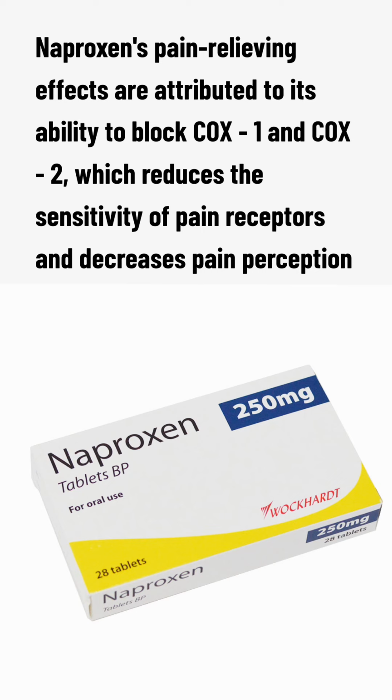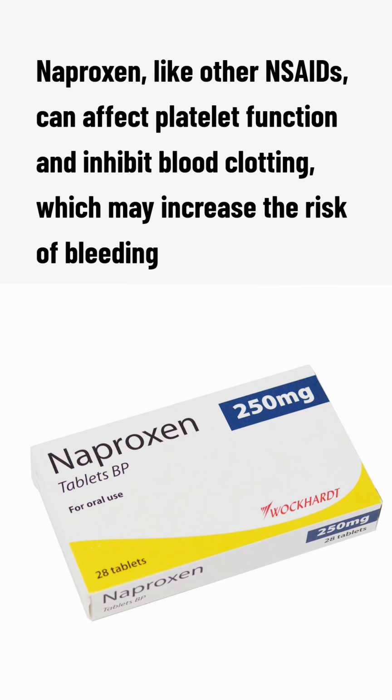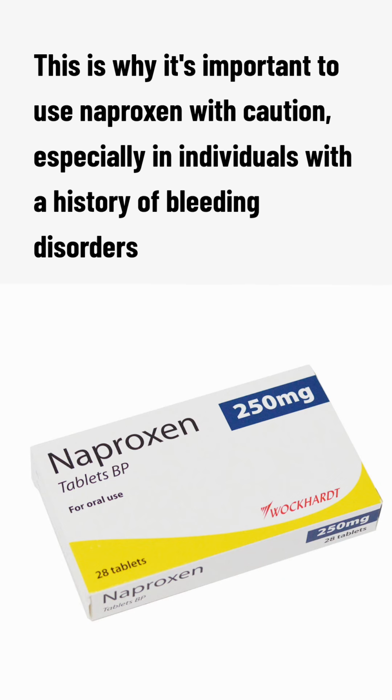Naproxen's pain-relieving effects are attributed to its ability to block COX1 and COX2, which reduces the sensitivity of pain receptors and decreases pain perception. By lowering prostaglandin production in the brain's hypothalamus, naproxen can lower fever by resetting the body's temperature-regulating center. Naproxen, like other NSAIDs, can affect platelet function and inhibit blood clotting, which may increase the risk of bleeding. This is why it's important to use naproxen with caution, especially in individuals with a history of bleeding disorders.